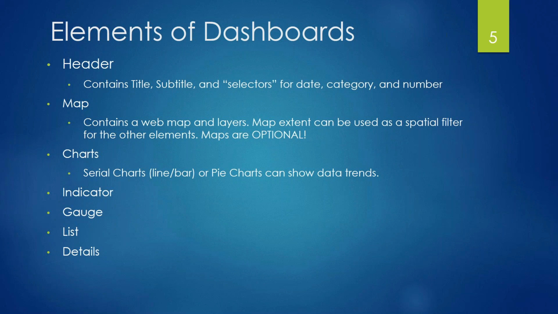You can have map elements. Map elements are basically maps or web maps that you make in ArcGIS Online or Portal. The map extents can actually be used as spatial filters for the other elements, so you can filter your charts and your indicators and gauges and some of your other elements based off of what you see on the map.